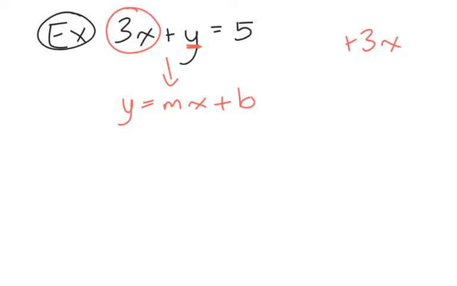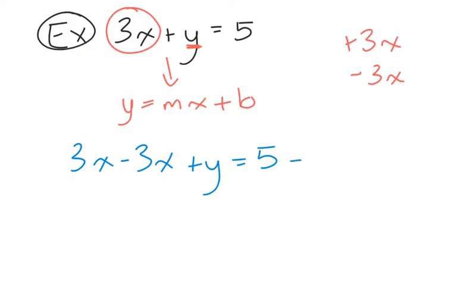Now, you have to think of what is the opposite of positive 3x? Well, the opposite of positive 3x is negative 3x. So what we're going to do is we're going to subtract 3x from both sides of the equation. So let's go ahead and do that. 3x subtract 3x plus y equals 5 subtract 3x.